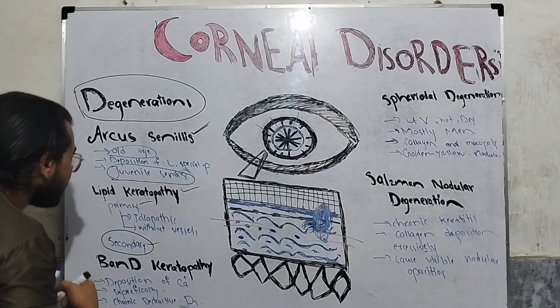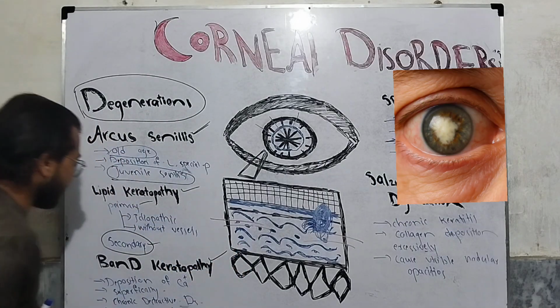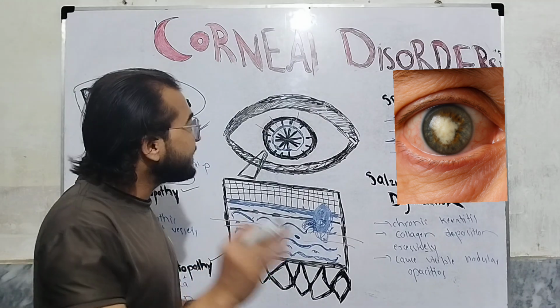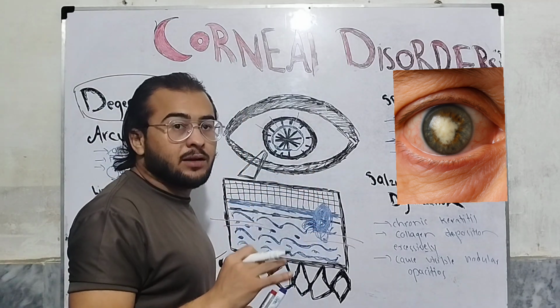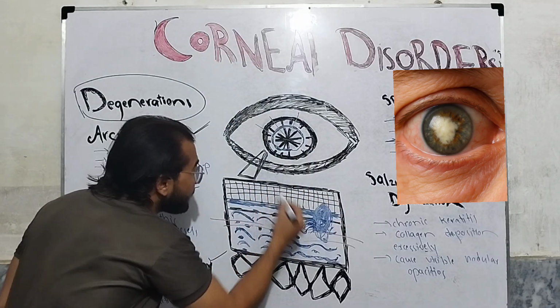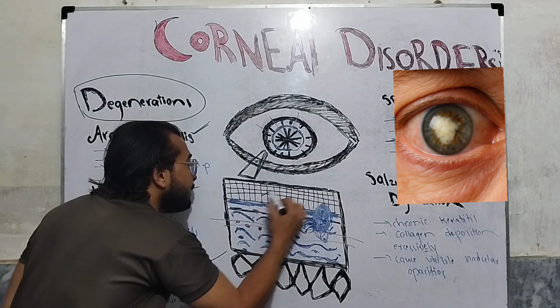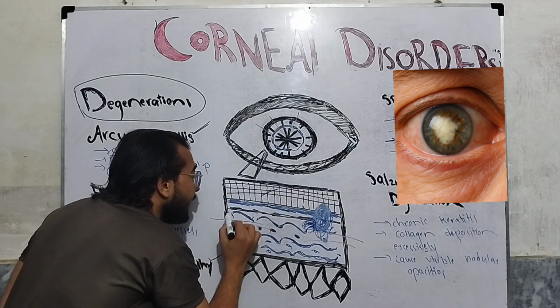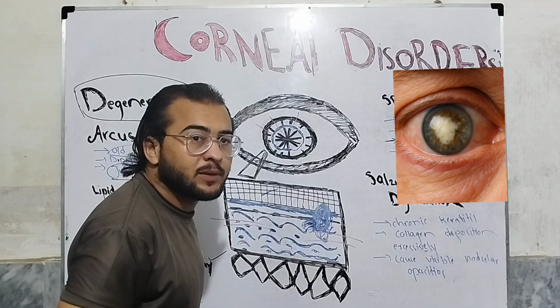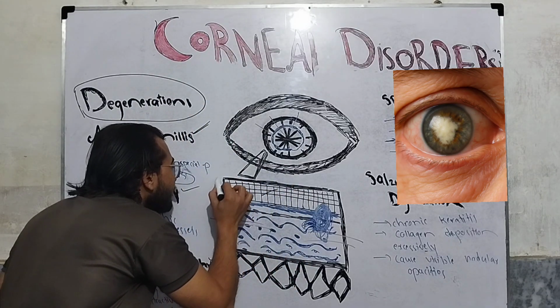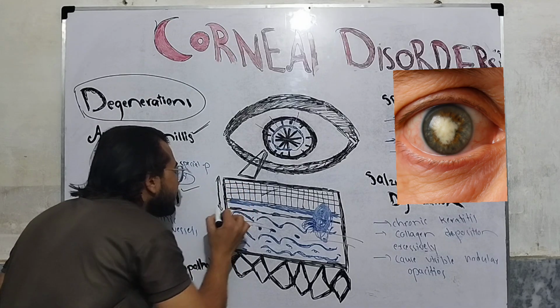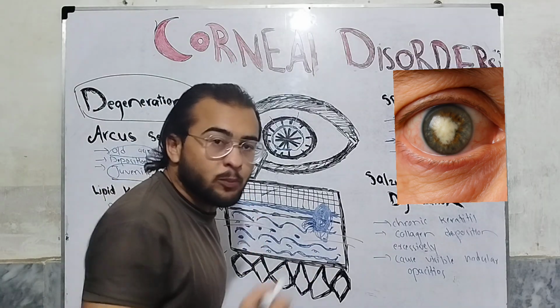Now the third degenerative condition is band keratopathy. Band keratopathy is the deposition of calcium salts in the cornea, especially in the superficial part of the cornea such as the epithelium, Bowman's layer and superficial stroma. Okay, when in these regions the calcium salts are deposited, this is called band keratopathy.